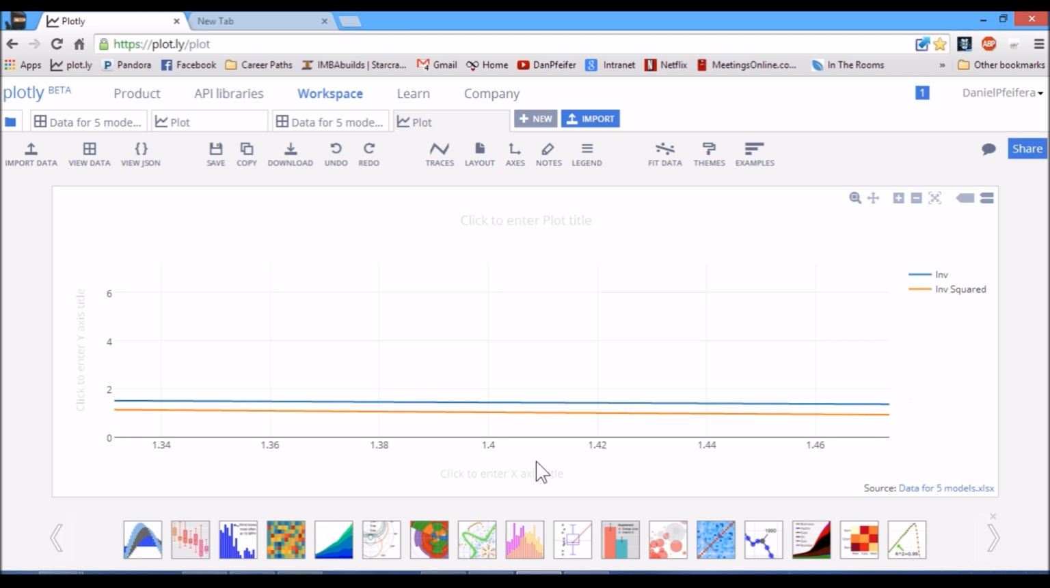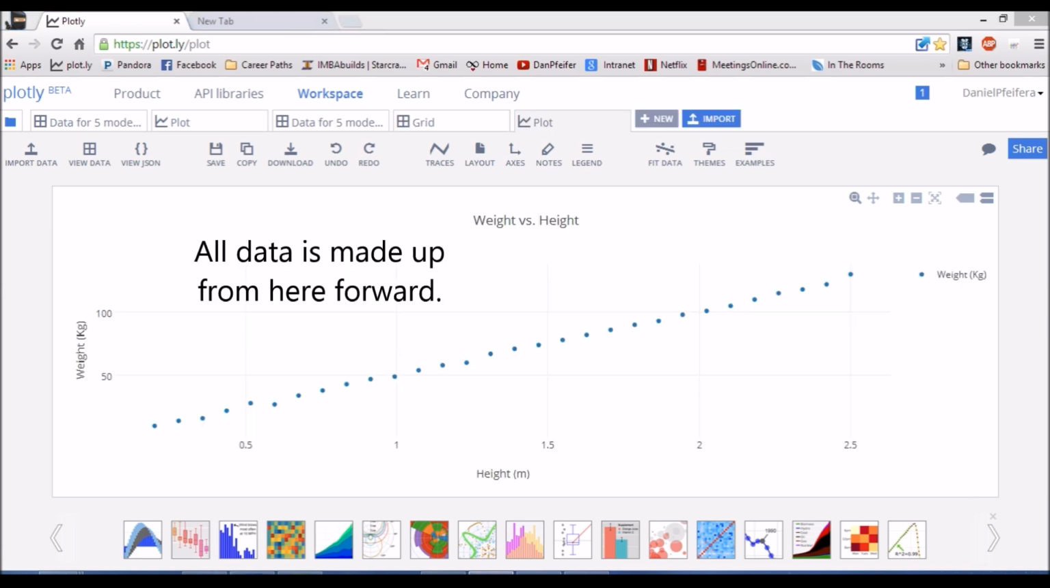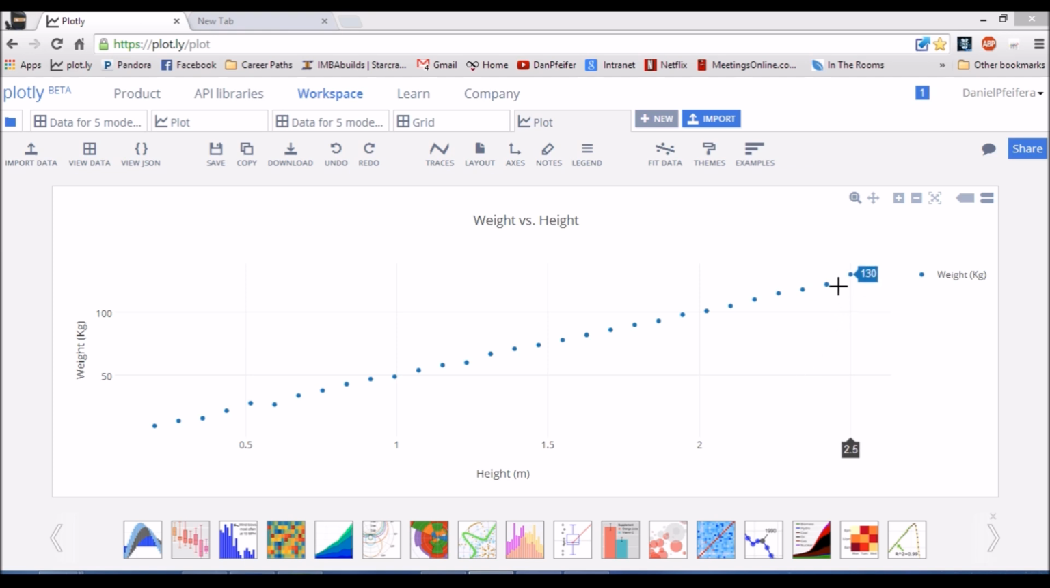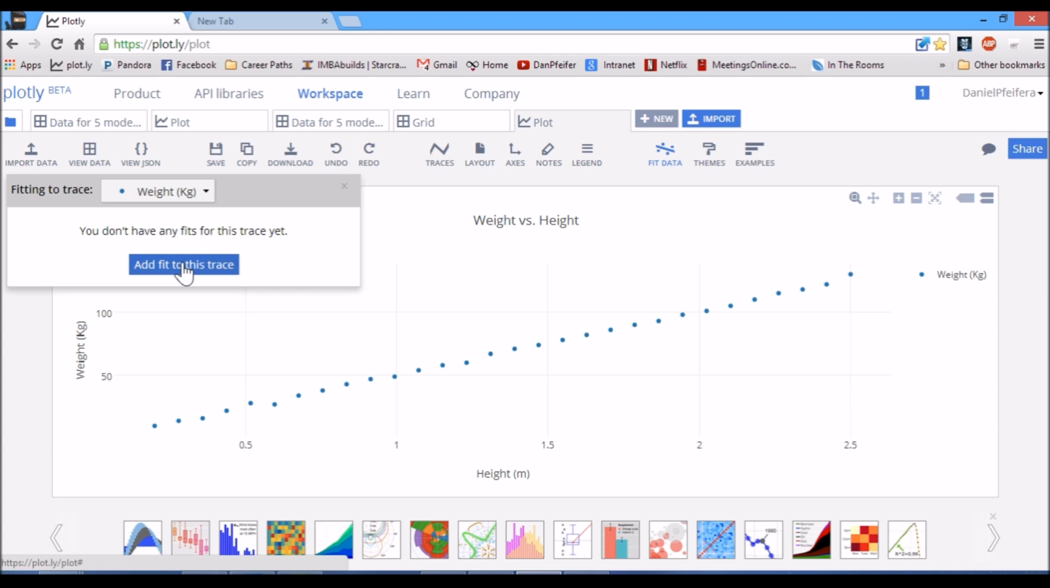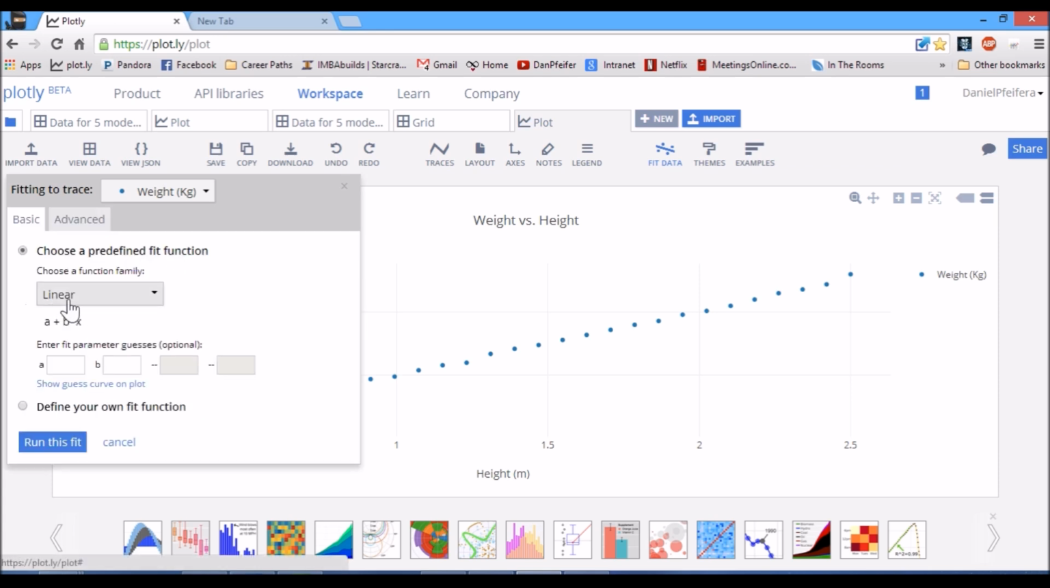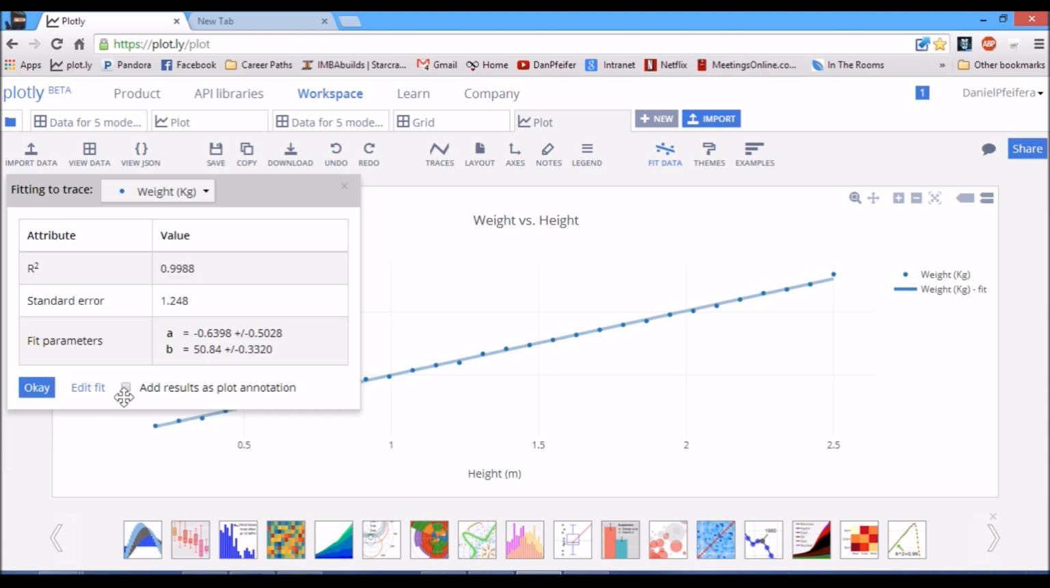Here we have some data that looks pretty clearly linear. As height increases, weight also increases, as we would expect. Adding a fit is simple in Plotly. Click Add Fit to this trace, and linear is already a built-in function. Doing so will give you important values such as your r squared value, your slope, and intercept.